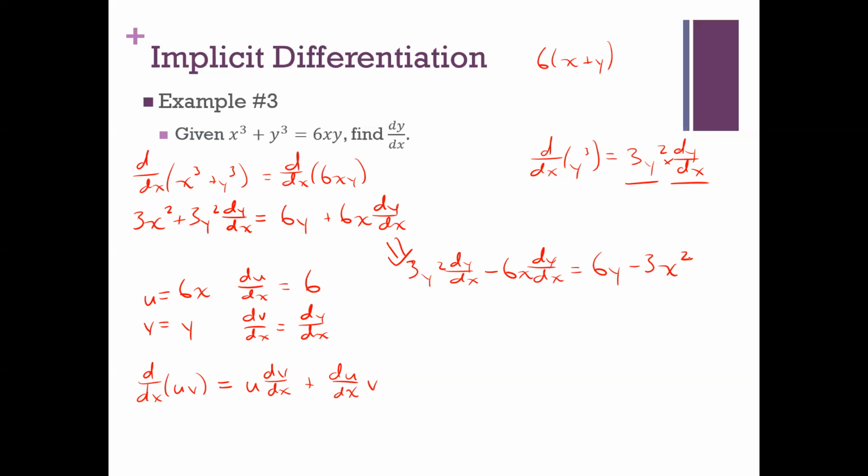So now I still have those two derivative terms, but now they're added together on the same side of the equation. From there, I have a common factor on the left, so I'll factor out dy dx times y squared minus 6x. I left something off in there.